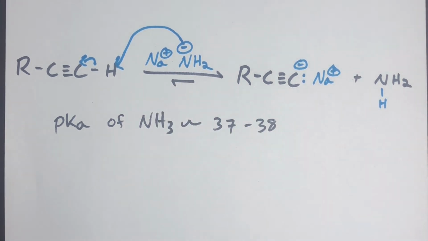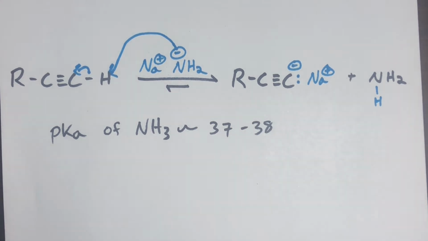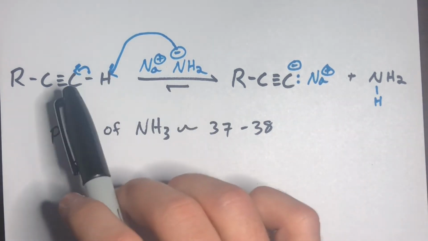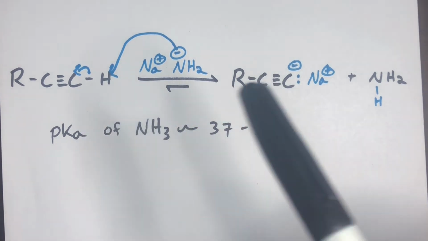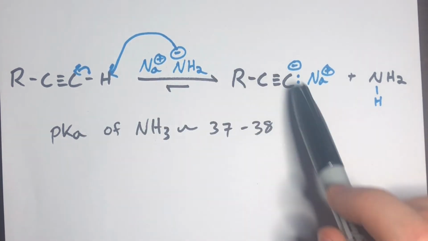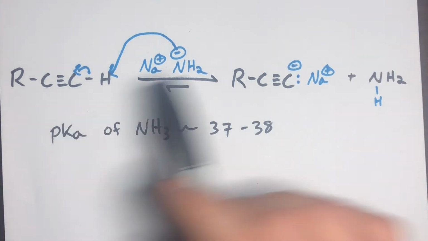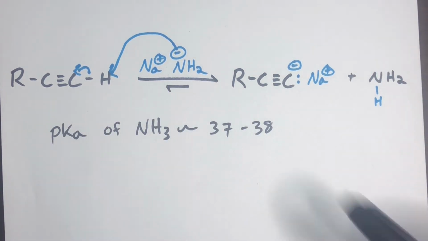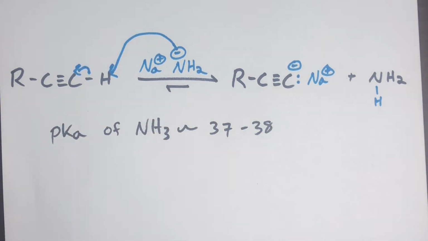So these acid-base reactions are all equilibria, meaning that they can flow in either direction, but due to the nature of the NH2- and the terminal alkyne proton, this is more basic than the carbanion, so it will function in the forward direction. The reaction will proceed as you see it. So there's going to be a lot more of these products available than the reactants.